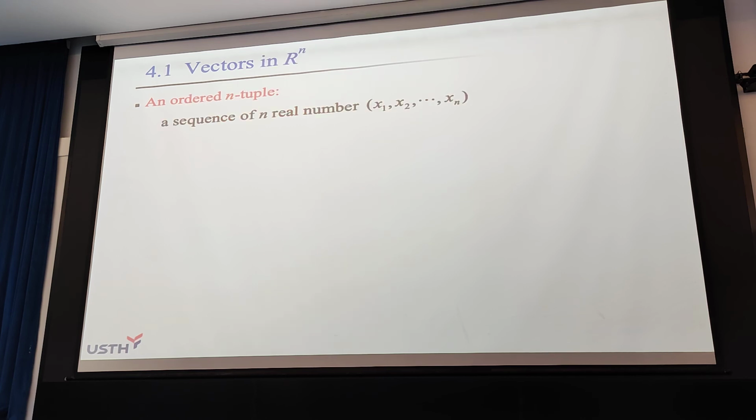Now we begin the first section here. That is, we are going to define the vector now. The first one, we will define what we call Rn. First, we consider a sequence of n real numbers, x1, x2, up to xn. We call it an ordered n-tuple. Ordered means you cannot exchange x1 and x2.